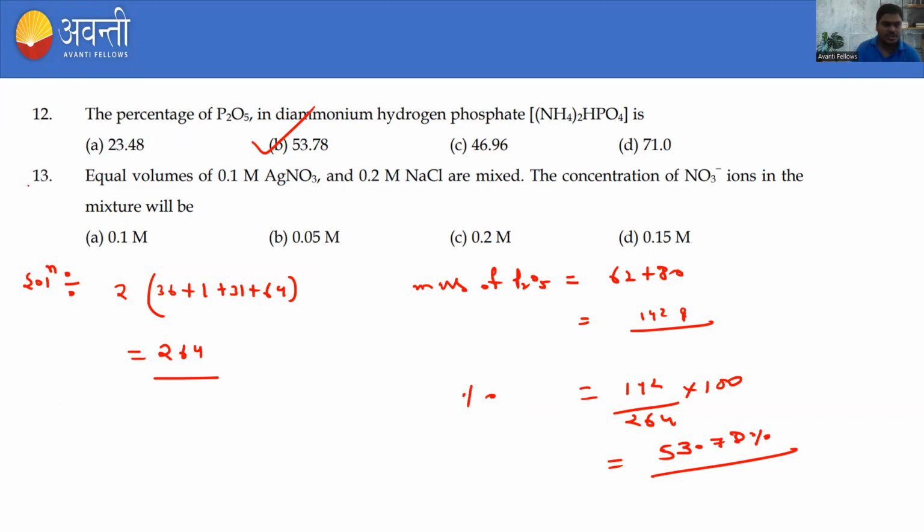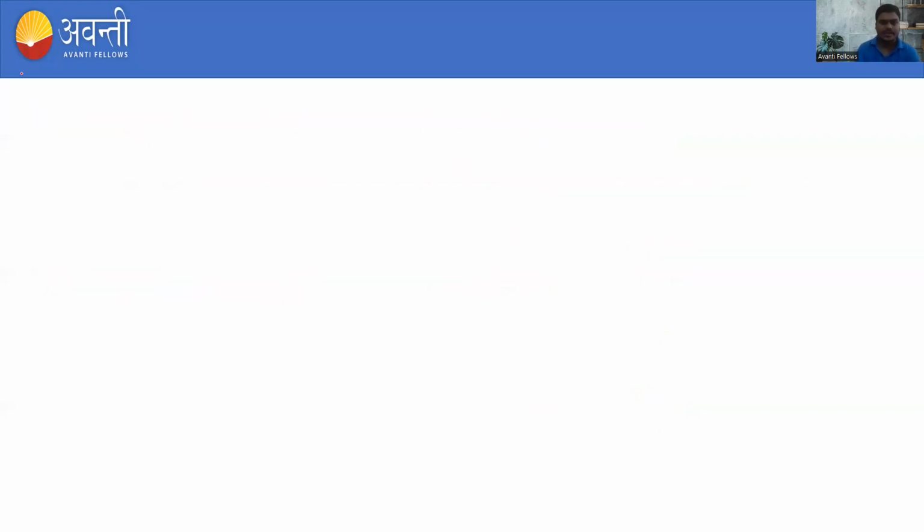Now, the next question is question number 13. So let's see. Equal volumes of 0.1 molar AgNO3 and 0.2 molar NaCl are mixed. Now you have to find the concentration of nitrate ions in this mixture. Okay? So let's see how much there will be in the mixture in the 13th question.